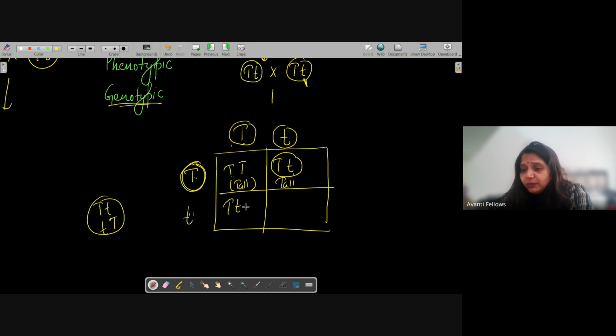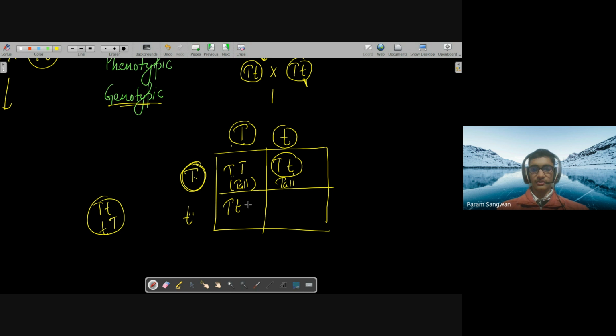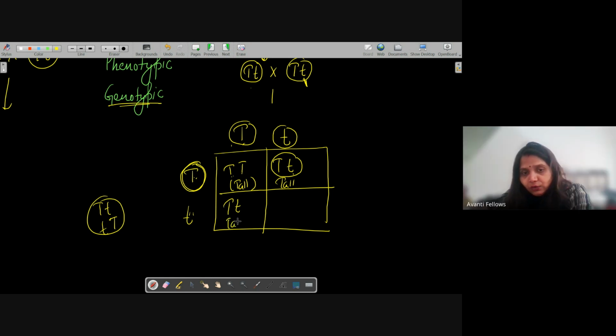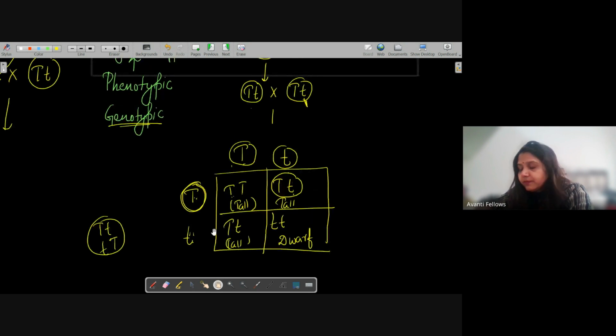So what will be the phenotype of this? Tall. Here also it is tall again. Okay. Now capital T and small t, so small t, and this will now be the dwarf one. Okay. See now, yes Harish.